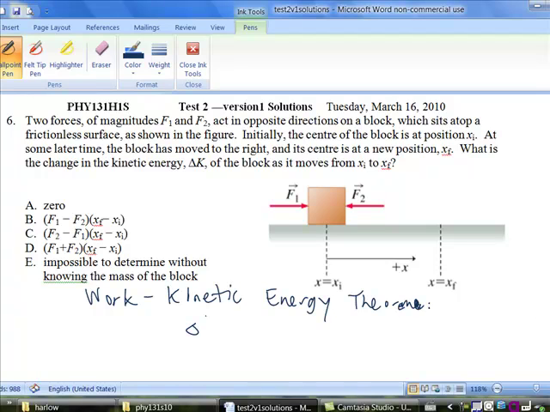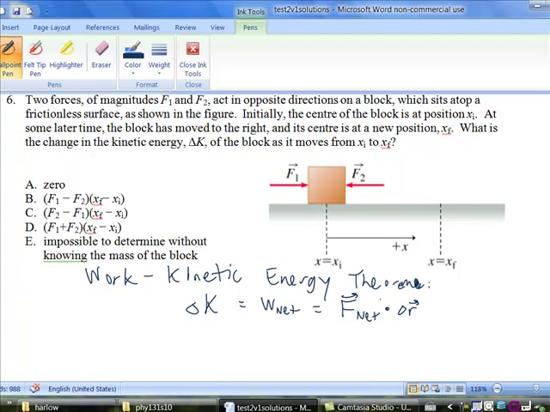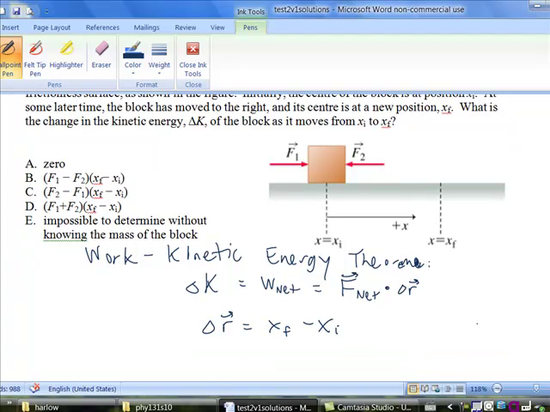So delta K is equal to the work net, which is equal to the net force on the object dotted with the change in its position. So what's going on here is delta r is equal to the final x sub f minus the x initial, and that is to the right.